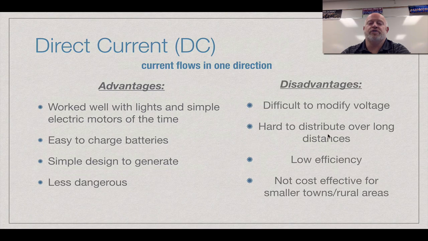And the biggest one is that it's really hard to distribute DC current over long distances. Because you're trying to push electrons all in the same direction all the time, you build up more heat, and it becomes inefficient. As a result, in rural areas where you may have one power plant that powers, let's say, the whole western side of Iowa, it's just too inefficient. You couldn't get electricity to rural areas. This is especially true thinking about the 1800s and 1900s. To get electricity out into our rural areas, our mountainous regions, there was no way they could have used DC current.